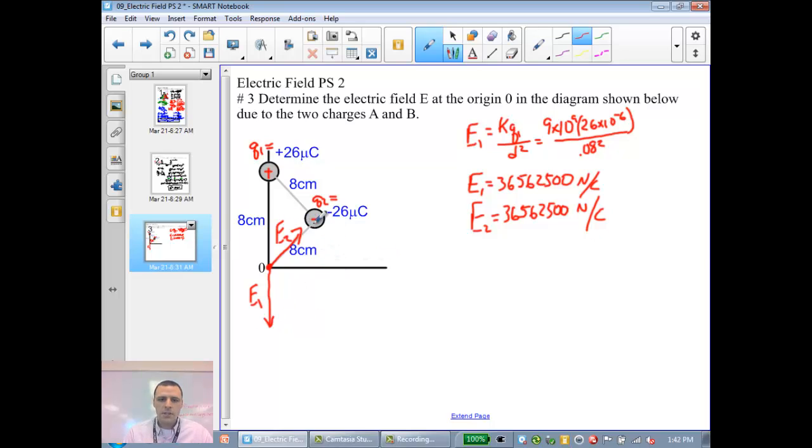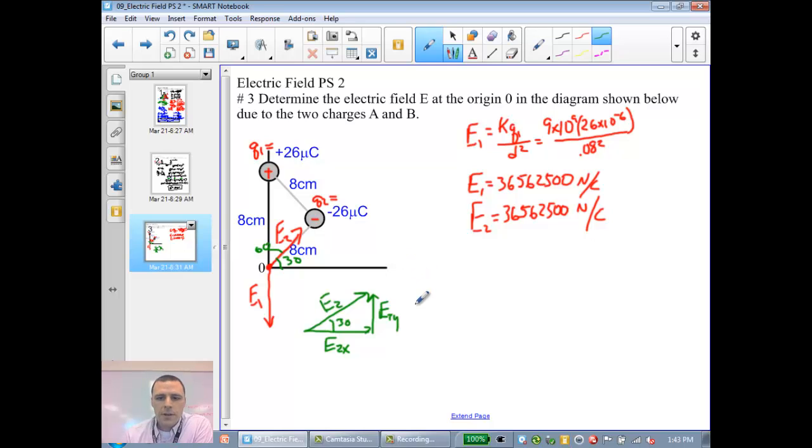But first, E2 is a little bit tough to work with, so what I want to do is take that and break it into its components. I'll do that work in green here. E2 looks like this, and it has two components. It has an x component, which is called E2x, and a y component, which is called E2y. This is E2. If we look at this angle, this is an equilateral triangle, which means this is 60 degrees, so that would be 30 degrees. So we have a 30-degree angle.